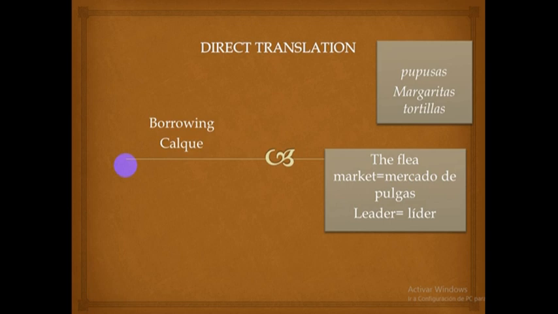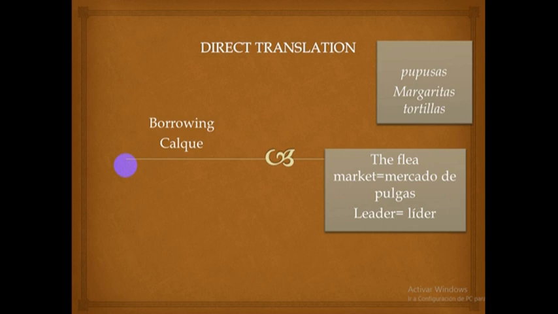What about líder in English and the translation líder in Spanish? Well, in this word we can appreciate that we copy the pronunciation. We do not make a literal translation. We make a copy of the pronunciation.